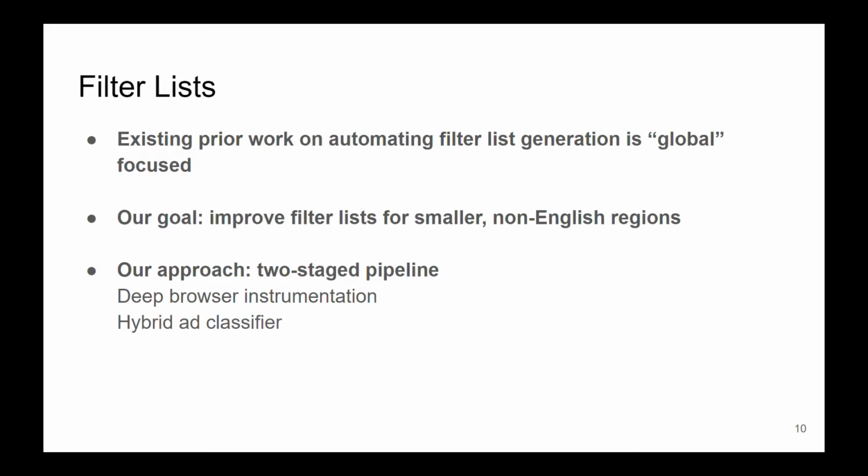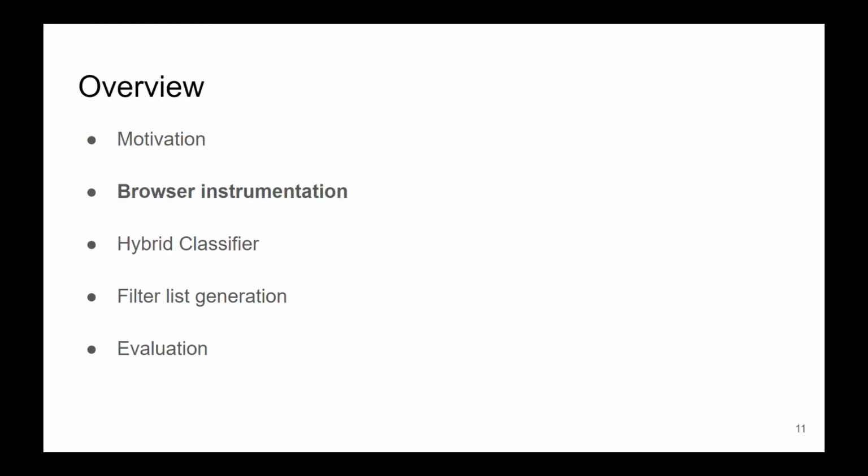And to do this, we create a 2-stage pipeline, which consists of a deep browser instrumentation, which I will talk about next, and a hybrid ad classifier to help determine whether or not a resource is an ad. So that concludes the motivation section, and I will now talk about the browser instrumentation, which we call PageGraph.